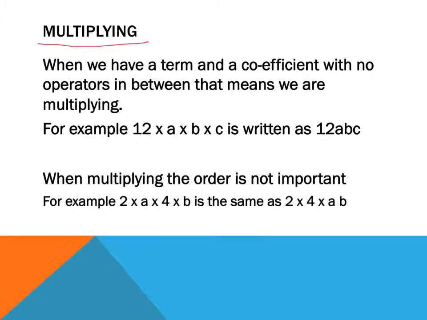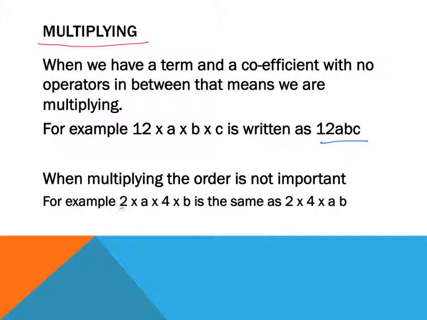and divide them. When we have a term with a coefficient, an example of a term or a pronumeral could be 5a, and we have a coefficient and then nothing between the pronumeral, that means we're saying a multiplied by 5, or there's 5 instances of a. For example, we don't write, as you know, 12 times a times b times c. We write 12abc. When we're multiplying, the order isn't really important.